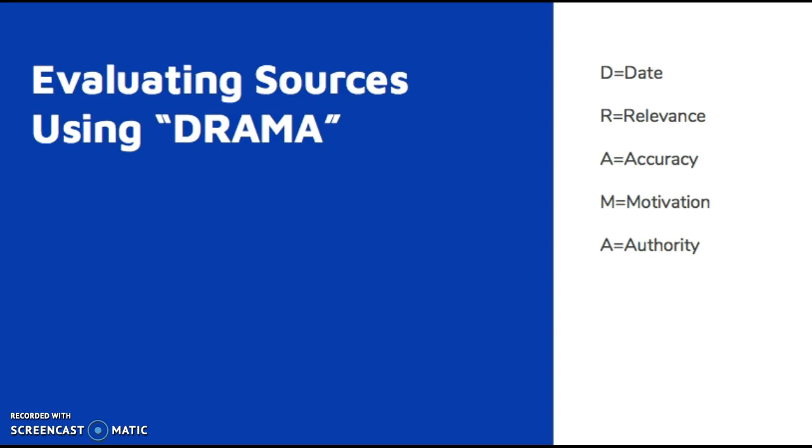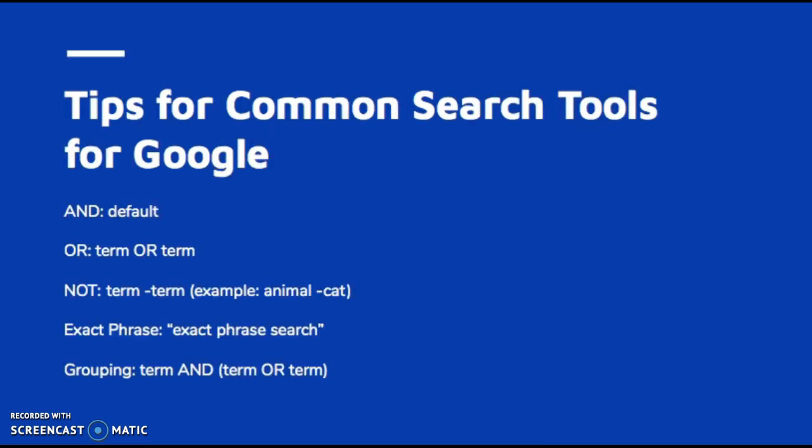For the sources that I identified as inappropriate to use after evaluation, I found new appropriate sources to replace them. There are some search operators I found really useful to search on Google, such as and, or, and not. And is the default, or will return either term. In the example of not, animal space dash cat will return results for animal without the key term cat.